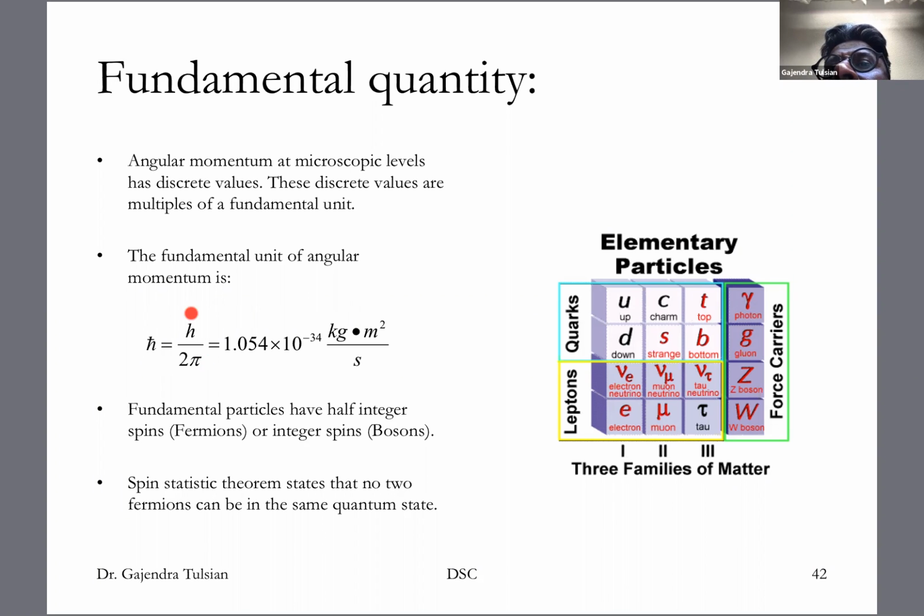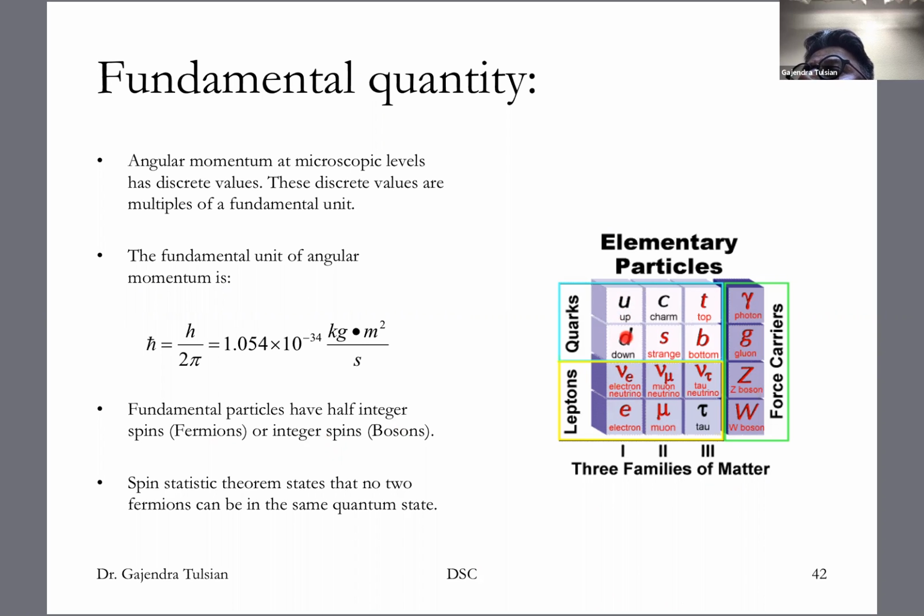Angular momenta for particles are measured in this unit, h bar, which is Planck's constant divided by 2 pi. So there's the unit, and this is the fundamental unit of angular momentum. And fundamental particles have half integer spins or integer spins. There are 2 kinds of particles. Particles that have half integer spins are called fermions, and particles with an integer spin are called bosons. So all these guys have integer spins. These are bosons. And this is what matter is made of.